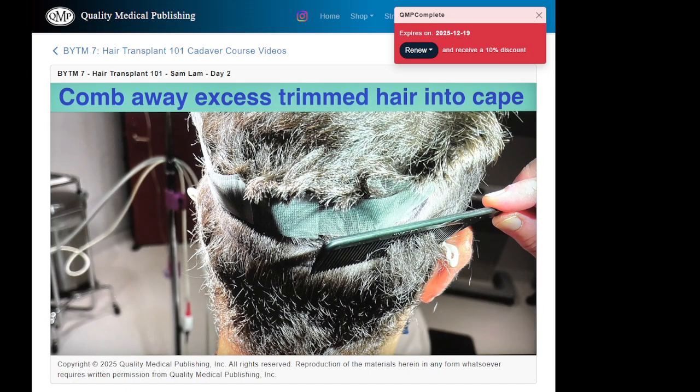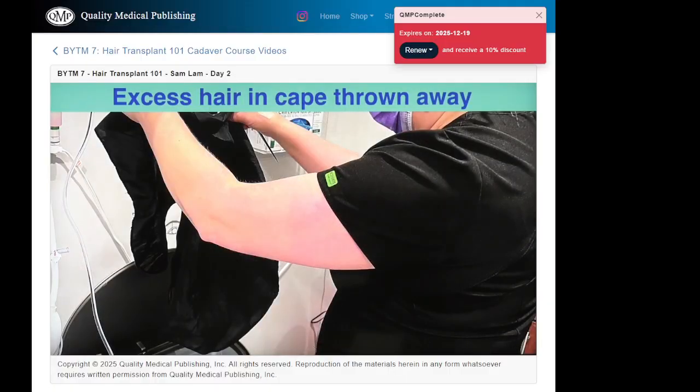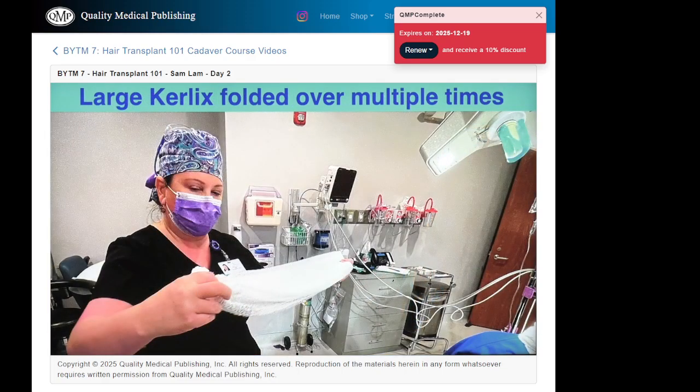So this is my staff doing this, and they're just combing away all the excess there, and then they tape the bottom in the same technique that I just showed you. Then they take that little cape that has all the excess hair and throw it away, and then my staff just uses tape to pull off any of the extra hairs. All these photos are not only given to you in the video format, but they're also used in the book. They're taken from the book, so this is all placed in with a long narrative description, so that it'll be a great exposition for you guys.